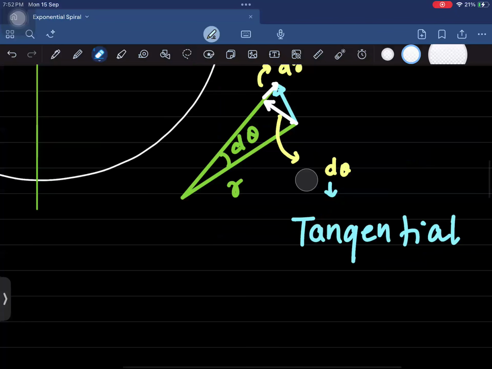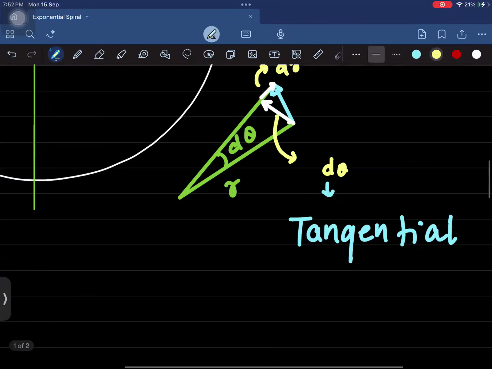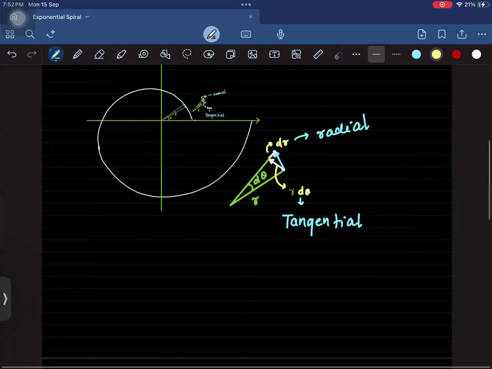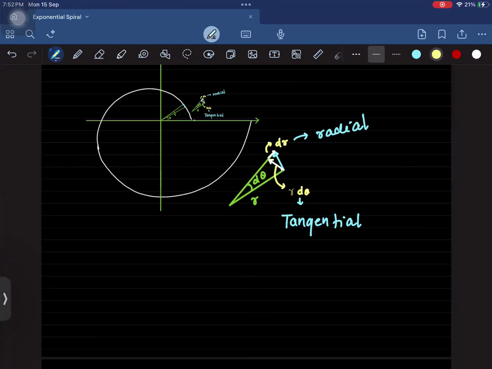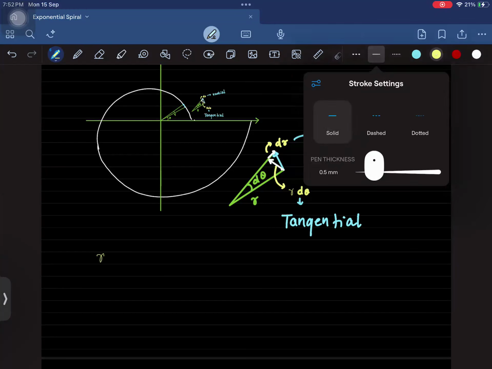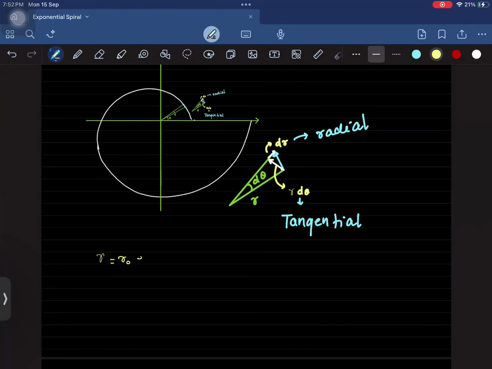Now the idea is how do we write down this r d theta and dr. We know r is given in the question as r naught e to the power theta. d r by d theta will be r naught differentiation of e to the power theta with respect to theta. And differentiation of e to the power x with respect to x is e to the power x only. So differentiation of e to the power theta with respect to theta will be e to the power theta only.